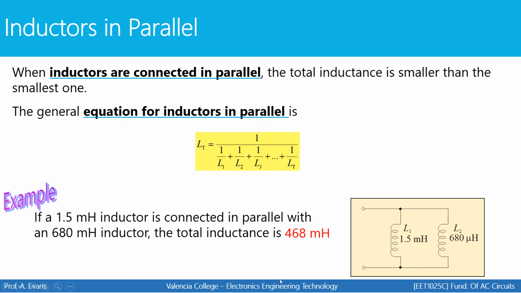So we would do 1 divided by 1.5 millihenries plus 1 divided by 680 microhenries. Take that total, take the inverse of that total, you get the total inductance for these two parallel inductors, which is 468 millihenries.